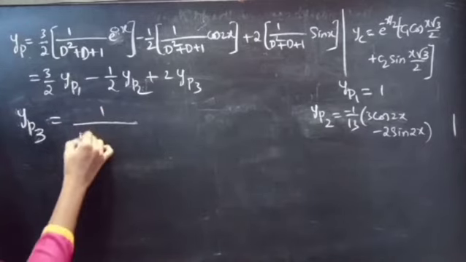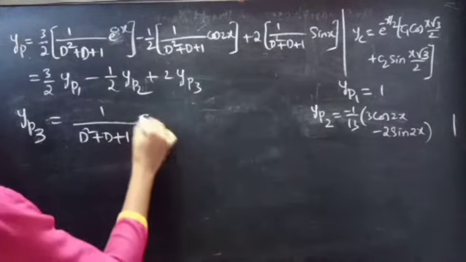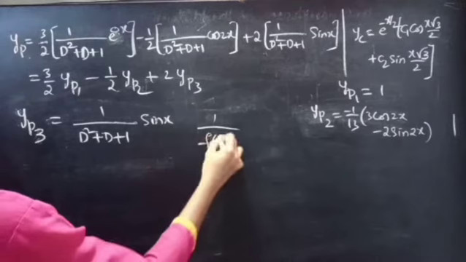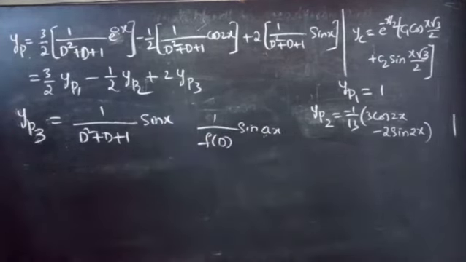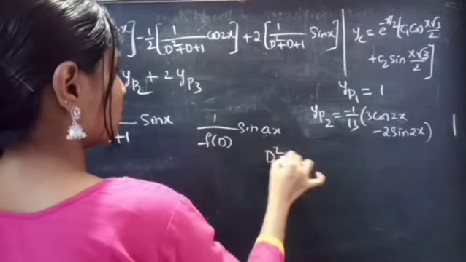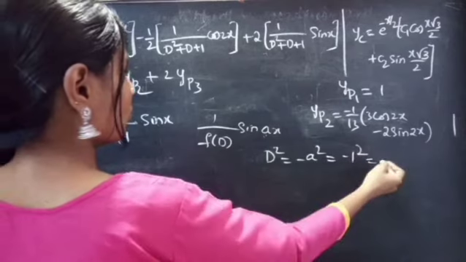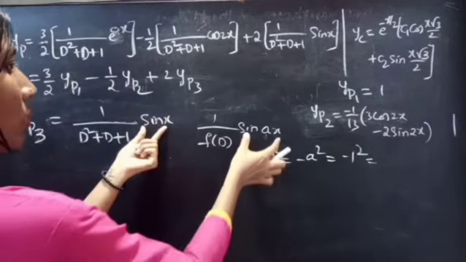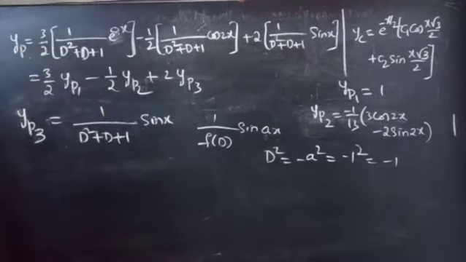yp3 is 1 by f of d into sin x. This is of the form 1 by f of d into sin ax. For a equals 1, we'll find d square, which is given by minus a square. That is minus 1 square for a equals 1. Just compare sin x with sin ax, and you'll get a equals 1. So the value of d square is minus 1 here.